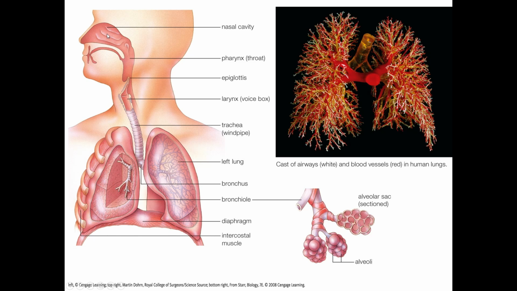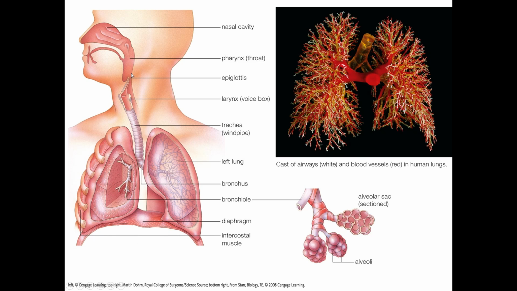The nose also helps to warm and moisten the air, because I don't know if you've ever taken a deep breath of cold, dry air. Your lungs don't like that. And so your nose doesn't just provide a passageway for air, it also filters, warms, and moistens that air. Then we go to the pharynx, which is what most people call the throat.